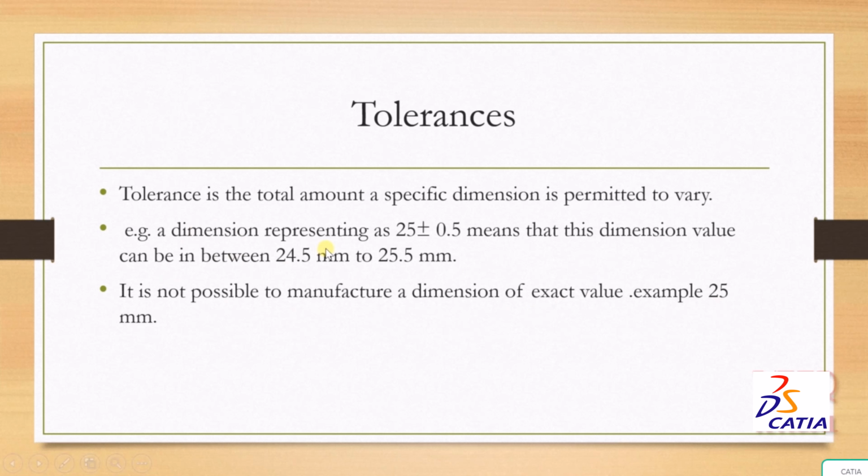So a dimension represented as 25 plus minus 0.5 means that this dimension value can be in between 24.5 to 25.5. So tolerance is the value between this permitted limit. So the minimum permitted limit in this example is 24.5 and the maximum is 25.5. So this is the tolerance.